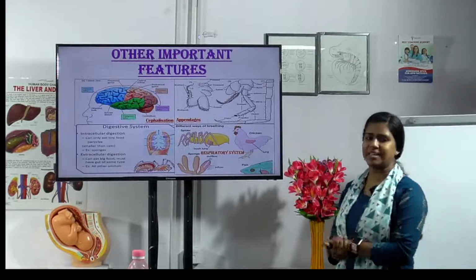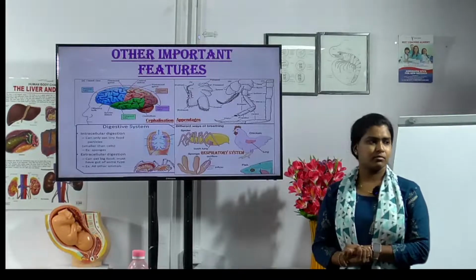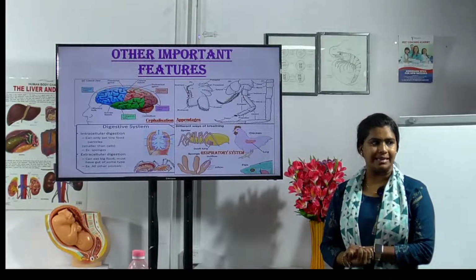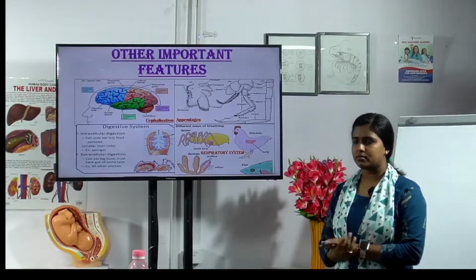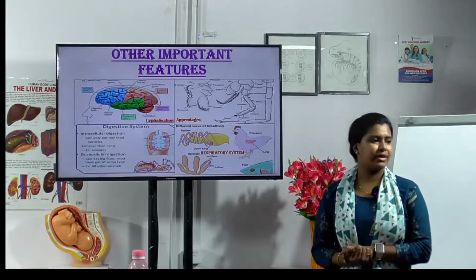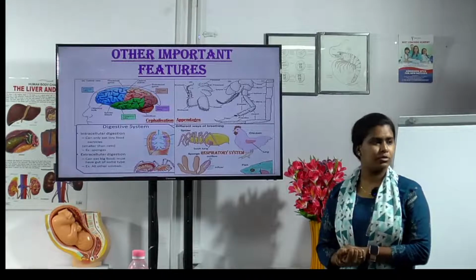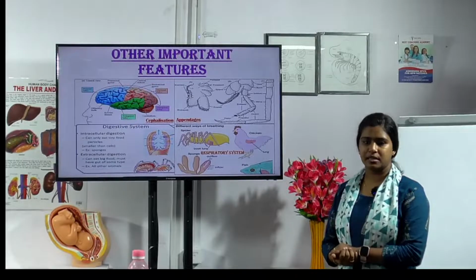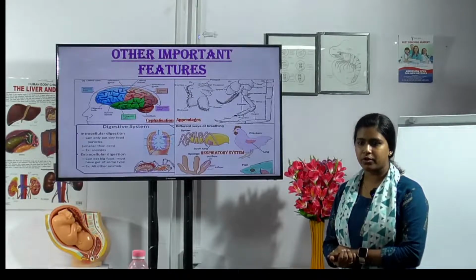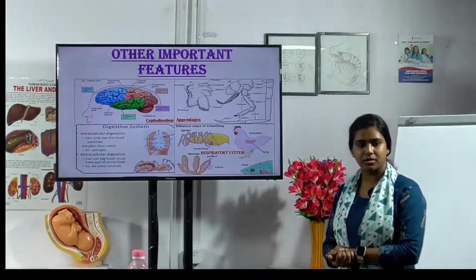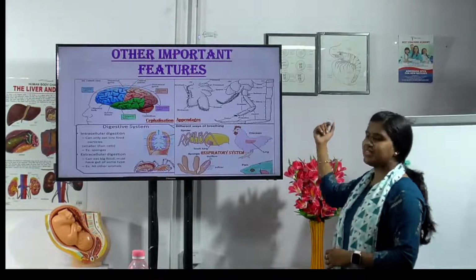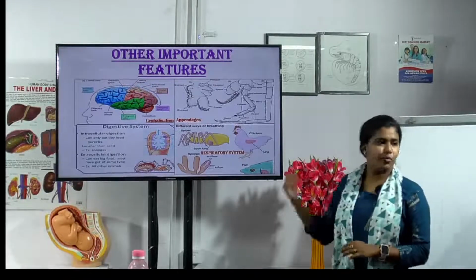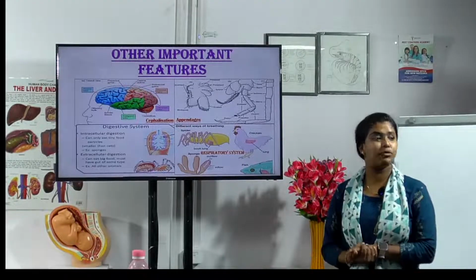The first one is cephalization. What is cephalization? Cephalon means brain, like cephalum, cerebellum, so it comprises the brain. What is the brain used for? Yes, control and coordination. Appendages: what are appendages? Wings, external projections.